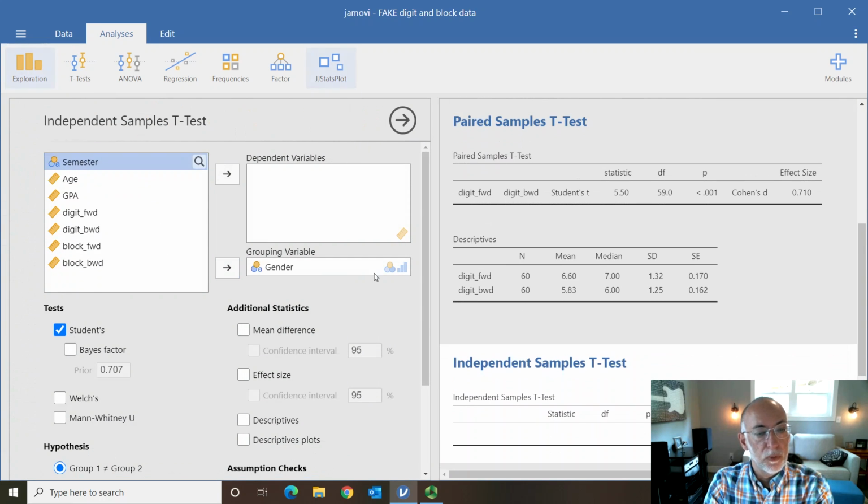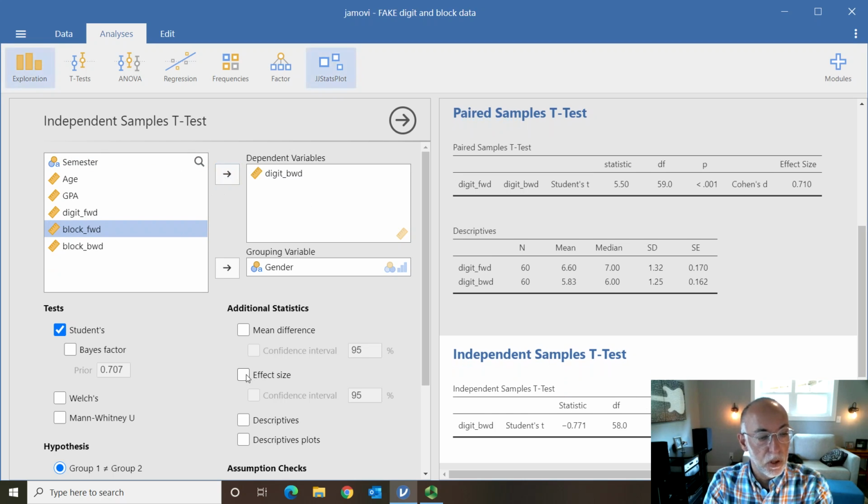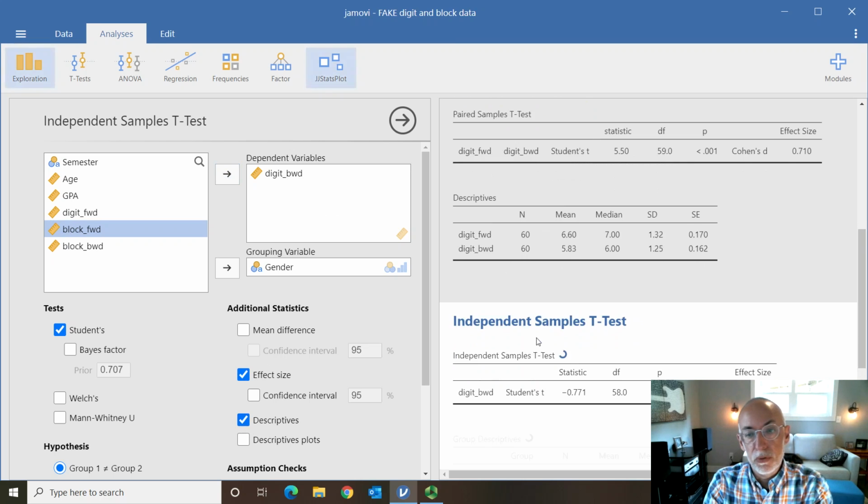Gender is my grouping variable, and it wants something that's nominal. Notice how it has the three little circles there. That means it wants a grouping, not a measurement. And we're going to take digits backward and put it in as our dependent. Ask for effect size and descriptives.